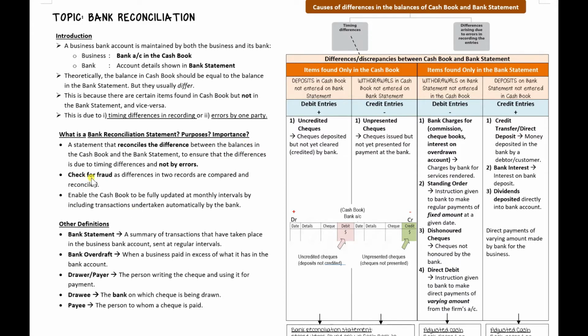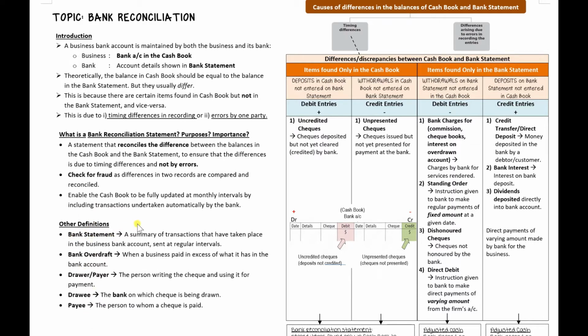Check for fraud as the differences in the two records are compared and reconciled. You can check for fraud because the two statements are being compared, and it enables the cash book to be fully updated at monthly intervals by including the transactions undertaken automatically by the bank. So you update the cash book with the items that have been reflected in the bank statement but not yet in the cash book, and you include those in the updated cash book or the adjusted cash book. So these are the brief definitions before we go to the other details.